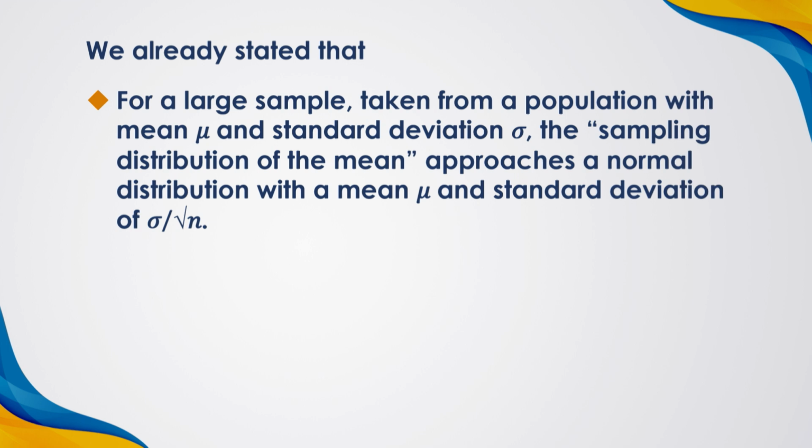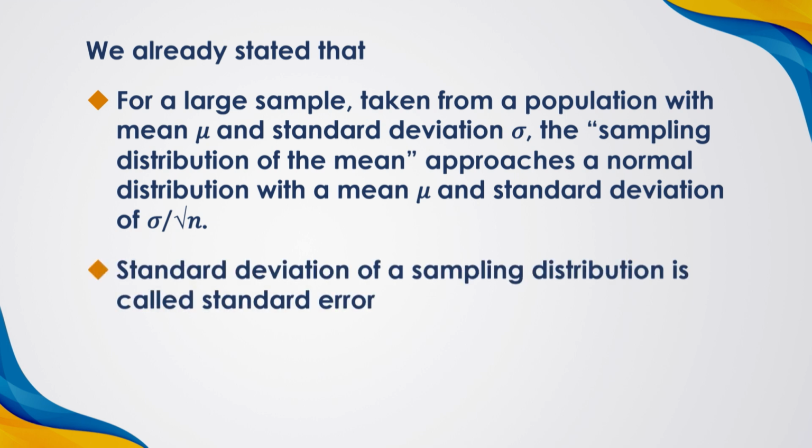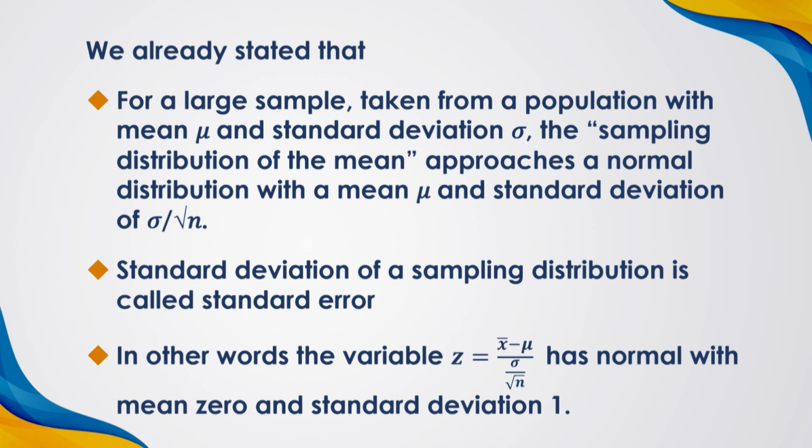We already stated that for a large sample taken from a population with mean mu and standard deviation sigma, the sampling distribution of the mean approaches a normal distribution with the mean mu and standard deviation of sigma divided by square root of n. Standard deviation of a sampling distribution is also called standard error. In other words, the variable z equals x bar minus mu divided by the ratio sigma by root n has normal distribution with mean 0 and standard deviation 1.